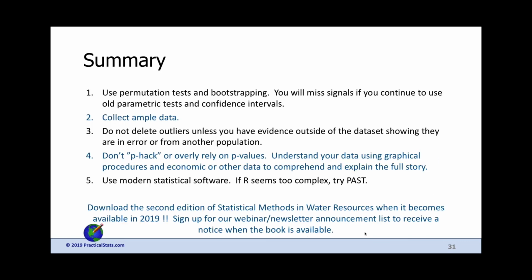So in summary, use permutation tests and bootstrapping. You'll miss things if you continue to use the older tests. Collect ample data. Don't delete outliers unless you have evidence outside of the data set showing that they're in error. Don't p-hack or over-rely even on p-values. Understand your data using graphical procedures, and incorporate other data. And then use modern statistical software. If R is too complex, try PAST.